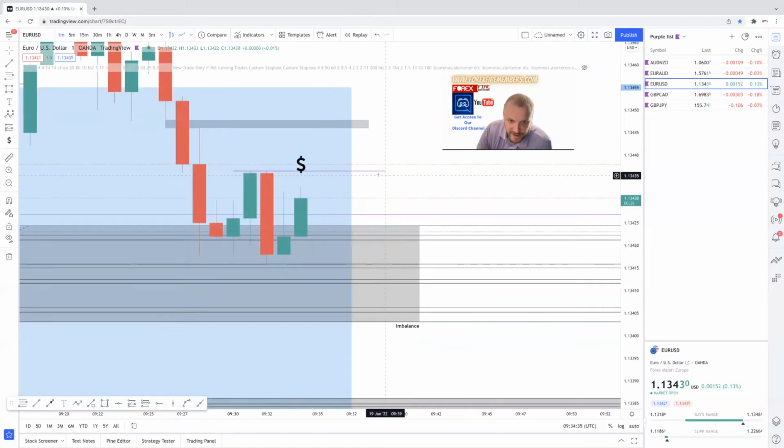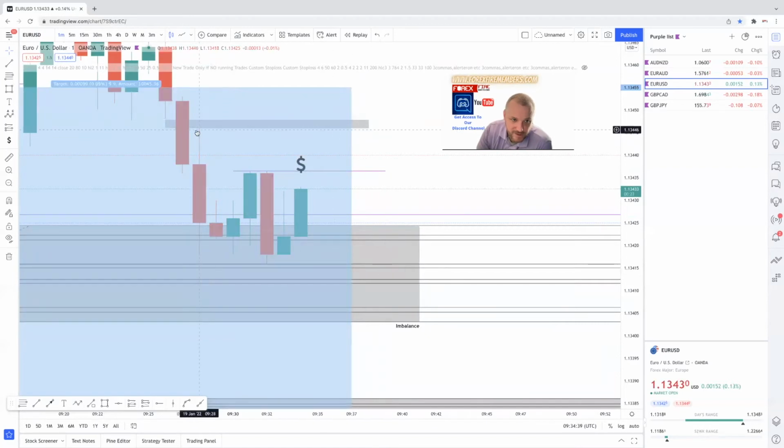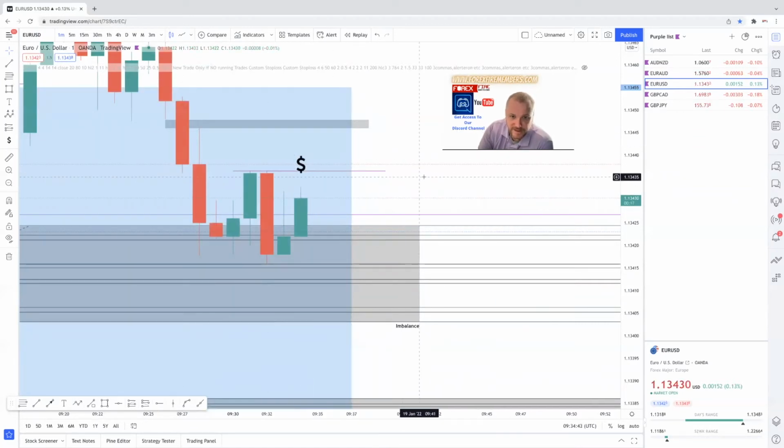And if it was to take out this double top liquidity here, the next target of liquidity is obviously going to be this imbalanced area here. If that makes sense. We'll just see what happens with regards to price. So that's the one or two things. It's either going to bounce and reject off that double top liquidity.